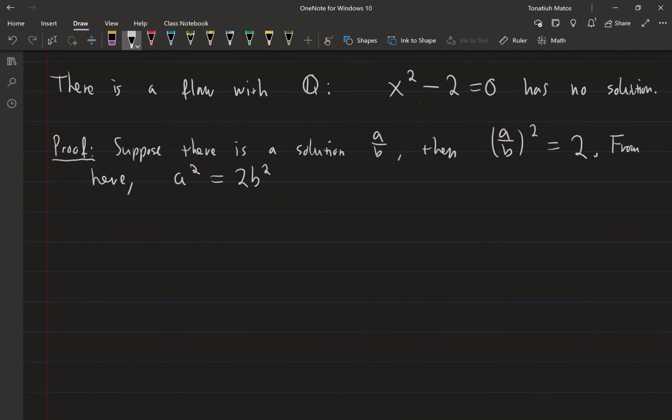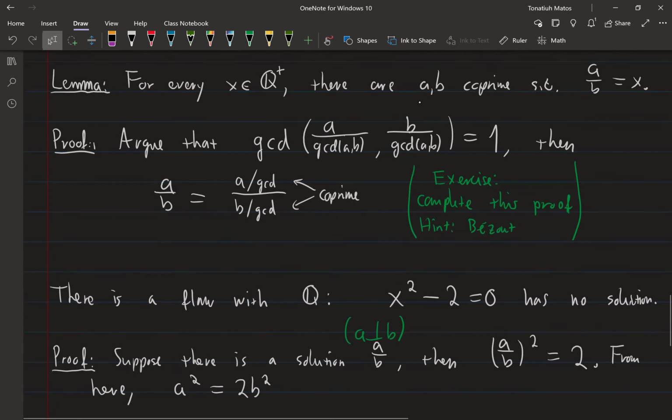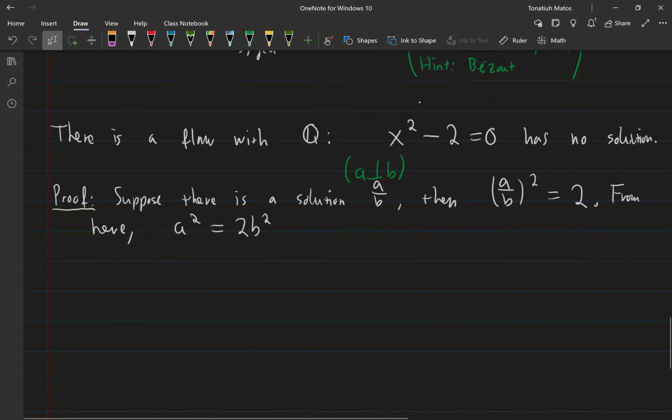So suppose there is a solution, and now we can add this. So A is coprime to B, right? We can always find numbers that are coprime. So regardless of what the rational A over B is, we can assume that it's already reduced, right? The way we did up here. Just divide it by the GCD and it must work. Okay, so like I said, A over B squared is 2, from which A squared is equal to 2B squared. You've probably seen this proof before.